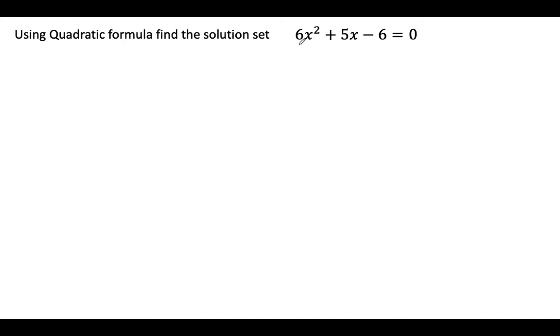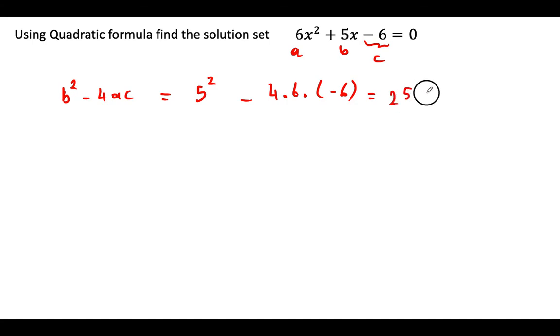Now, quadratic formula again. So this is now A, this is now B, this is now C. So B squared minus 4AC means 5 squared minus 4 times 6 times negative 6. Okay? And then 25 plus 4 times 6 times 6, 36 times 4, 144. And if we add, it will be 169. Since greater than 0, we have two real roots.